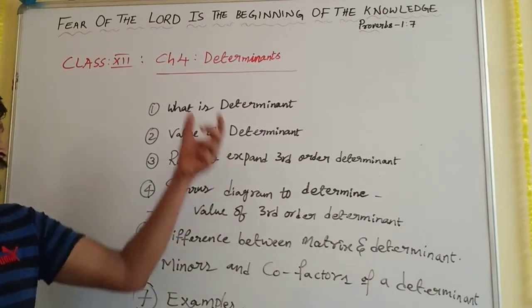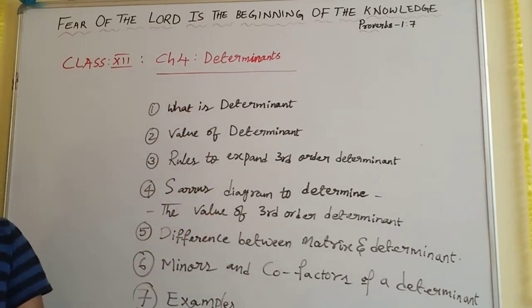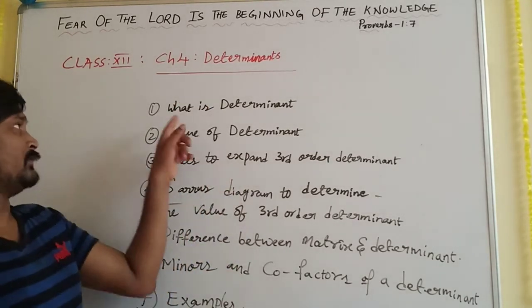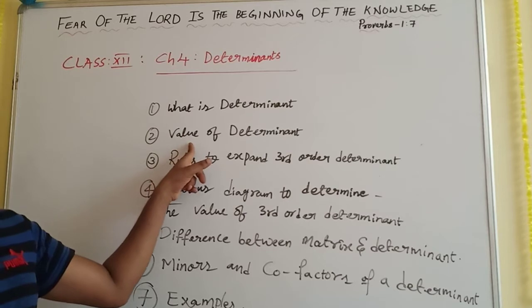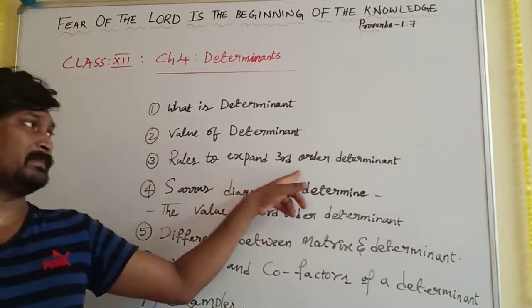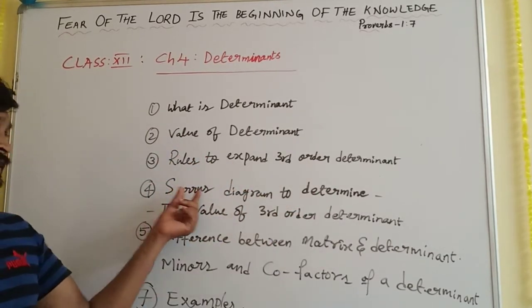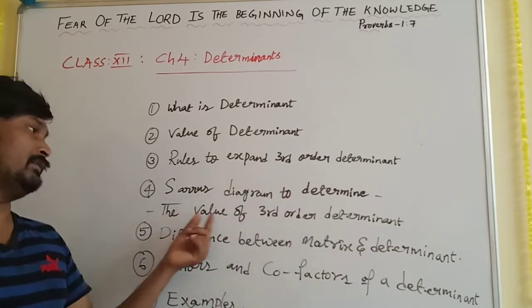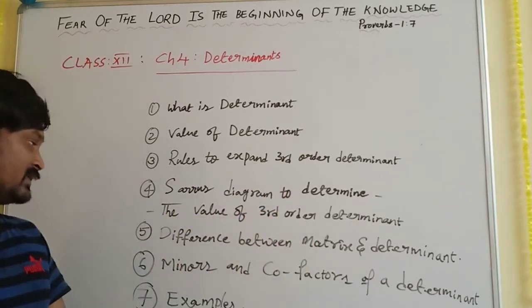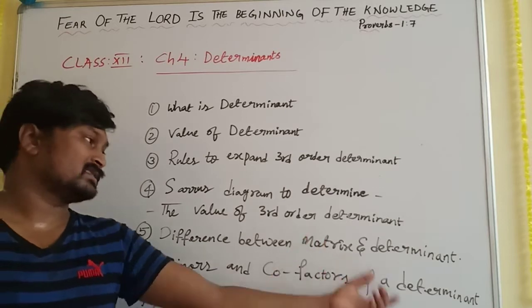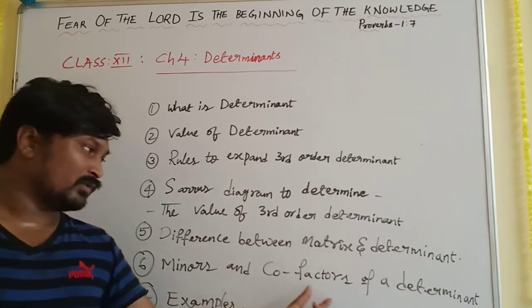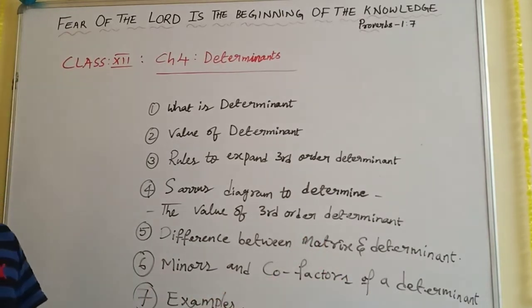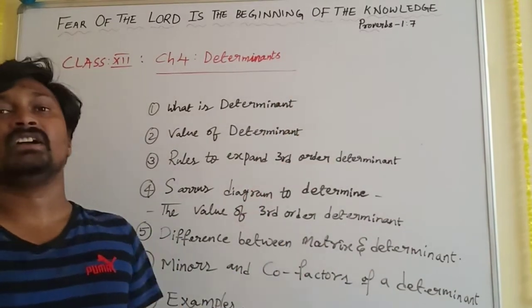So now in this chapter we are going to discuss these points within this lecture. First, what is a determinant? What is the value of a determinant? What are the rules to expand a third order determinant? Sarrus diagram to determine the values of a third order determinant. Difference between matrix and determinant. Minors and cofactors of a determinant. And some textbook examples. So these 7 points we have to discuss in this lecture.